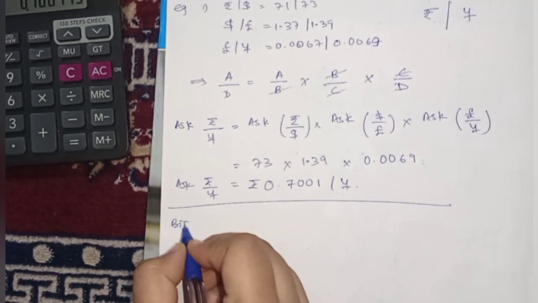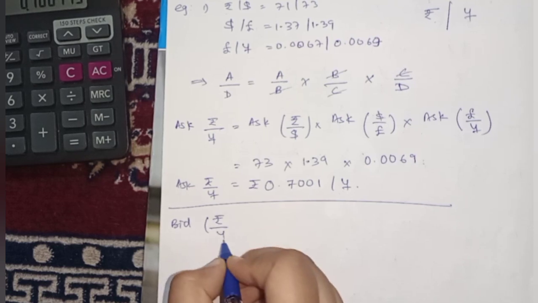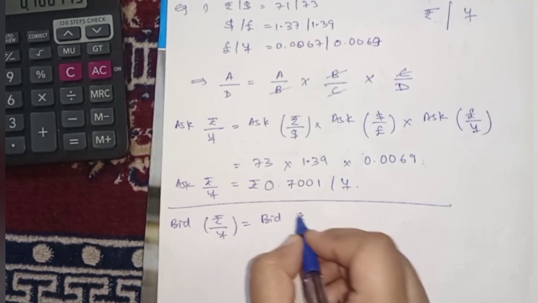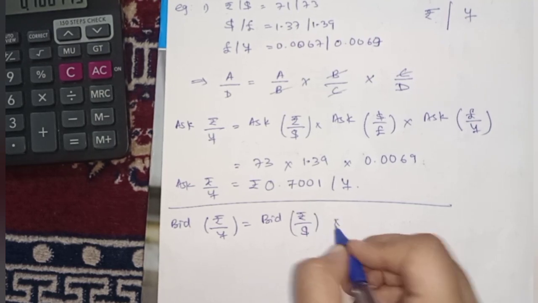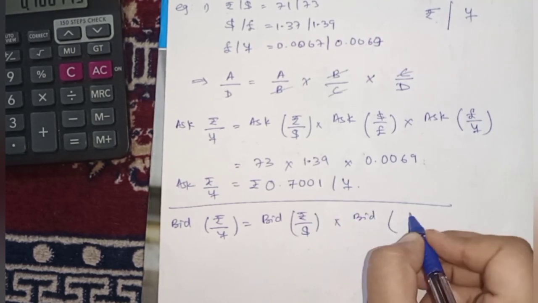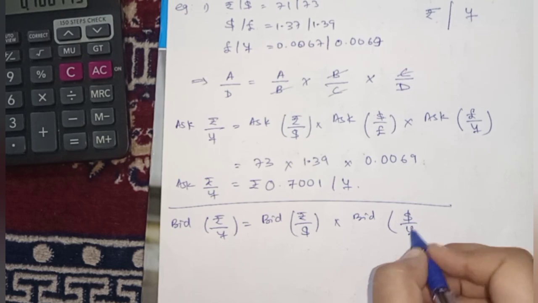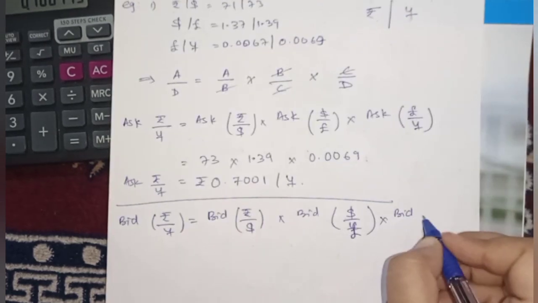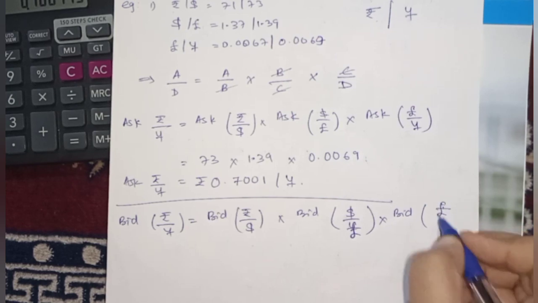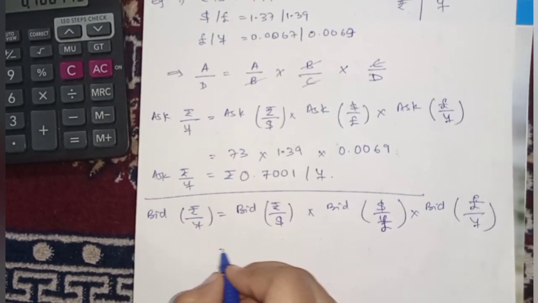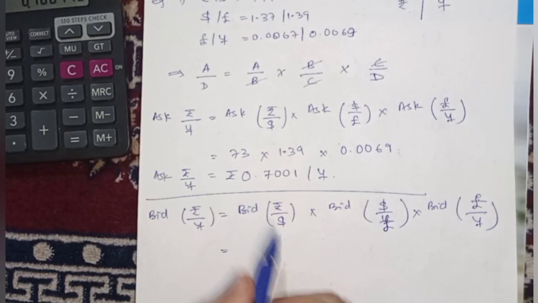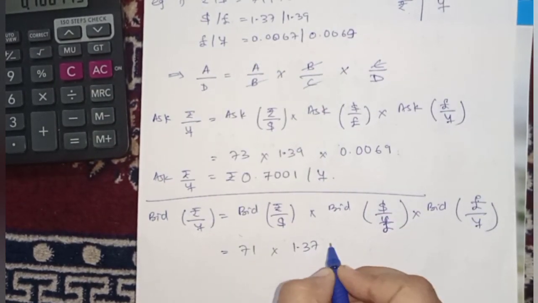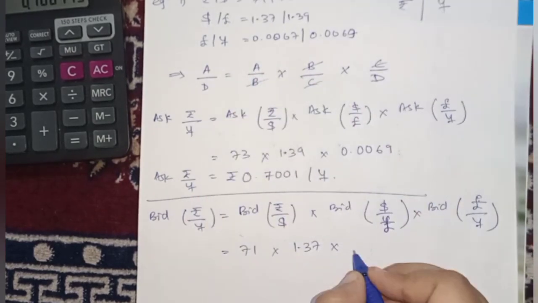Now we will find out the bid rate of rupee per yen. In a similar fashion, the formula will be the bid of rupee per dollar multiplied by the bid of dollar per pound, multiplied by the bid of pound per yen. So the values will be 71 multiplied by 1.37 multiplied by 0.0067.